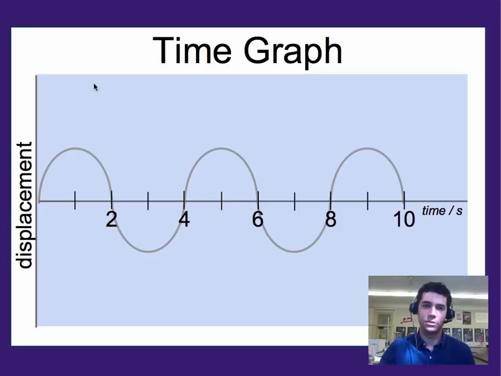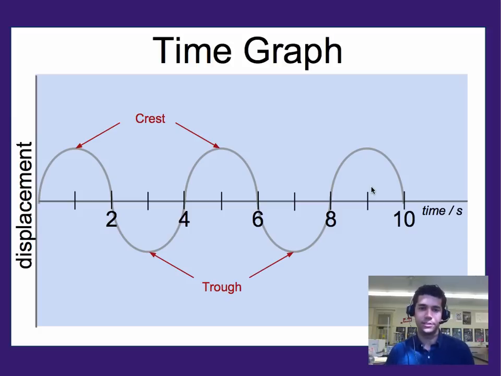Alright, so we're going to start with the time graph. In here we've got time on the x-axis, and we've got displacement on the y-axis, and we've got kind of a sinusoidal looking wave going through here. Now, the first part to teach you are the crest and the trough. Now, the crest of a wave is just the top of the wave, and the trough is just the bottom.